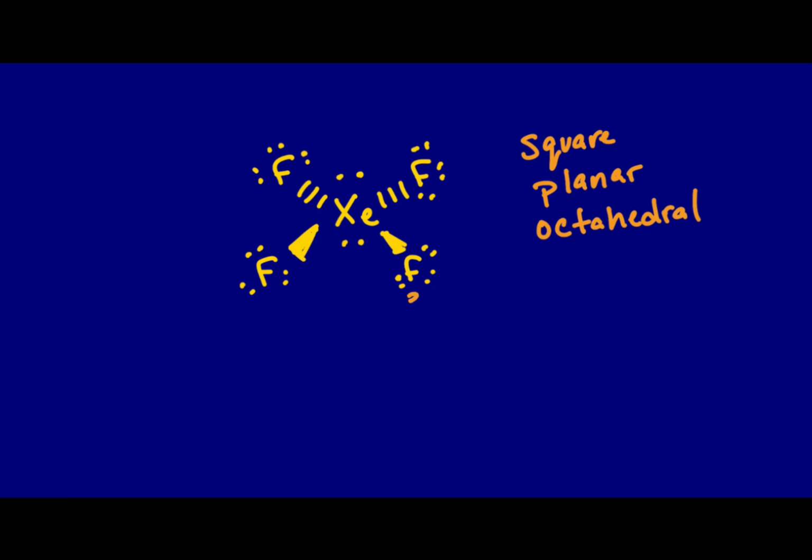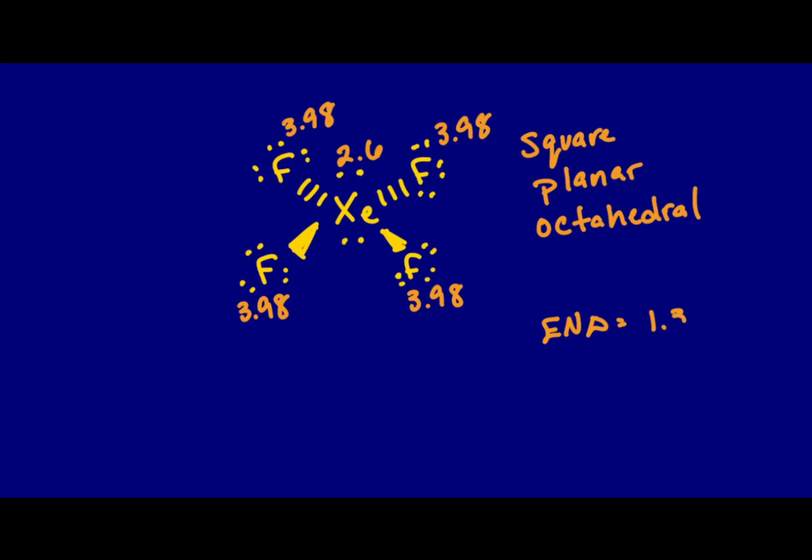Fluorine's electronegativity value is going to be 3.98 consistently, right? The new element that we're looking at so far in this video is going to be xenon. Xenon has an electronegativity of 2.6. So when we talk about our electronegativity difference for all 4 of these bonds, because all 4 bonds are the same, we get a 1.38 difference. So all of the individual xenon-fluorine bonds are considered polar because of this difference in electronegativity.